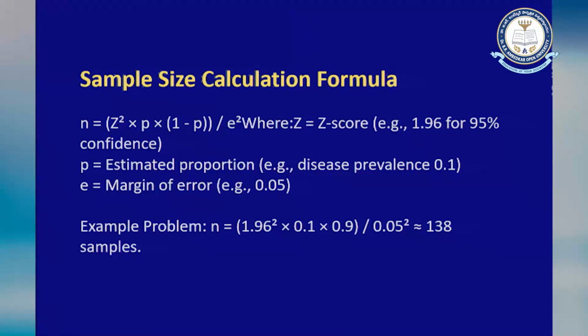So in statistics, sampling has a wonderful formula. Let us look at this one. Small n equals Z square into P into (1 minus P), that whole thing divided by E square. So I'm sure that you're following it. The formula looks quite simple.